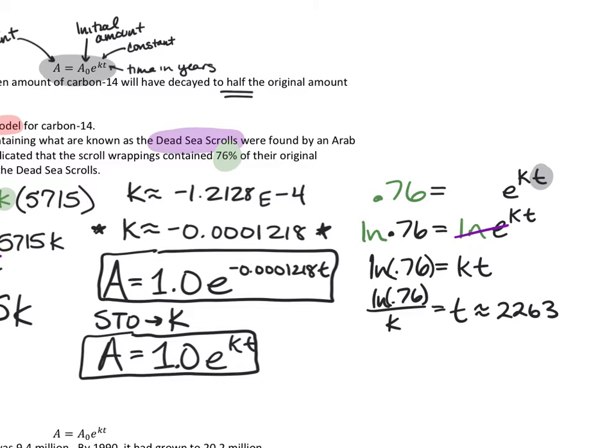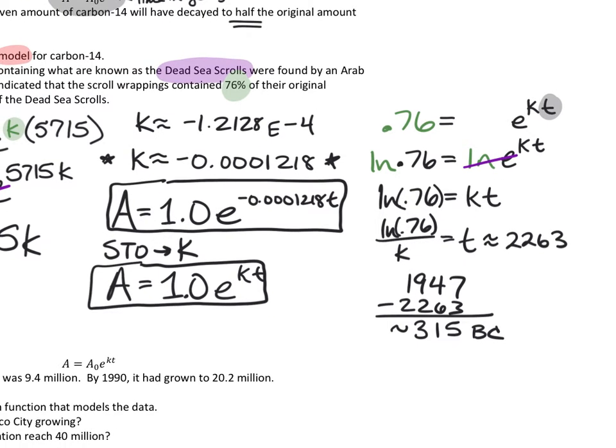But when we talk about age of items, we don't talk about the years elapsed, we talk about when they were found. So if we took the date that this was for, so it's found in 1947, and we subtract 2,263 years, it says that the Dead Sea Scrolls were approximately found or written or sealed up in that jar in 315 BC. And then I was curious to see how accurate our model was.